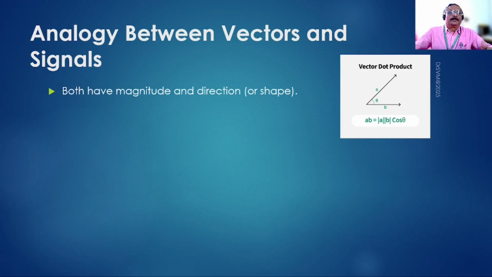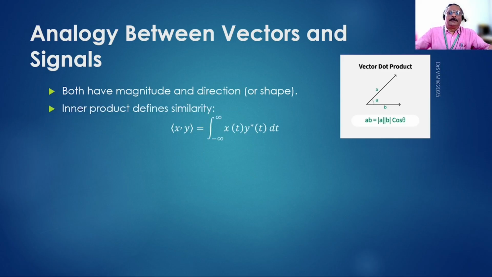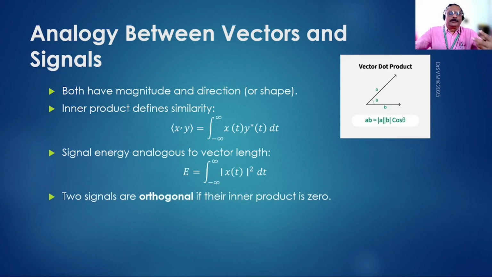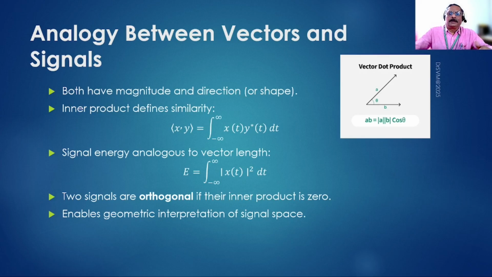Both vectors have magnitudes as well as direction, or in terms of signals, you can say both have different shapes. Then the inner product defines the similarity. The signal energy is analogous to the vector length, so we can just find the magnitude of the vector. Two signals are orthogonal if the inner product is 0.